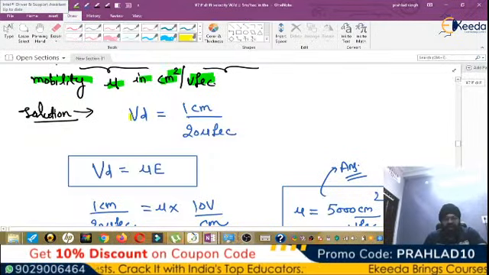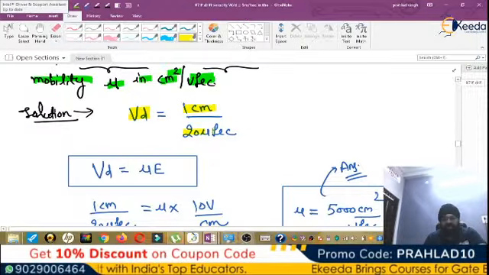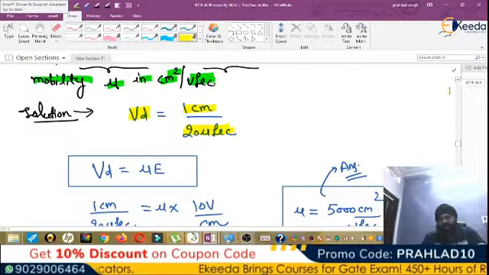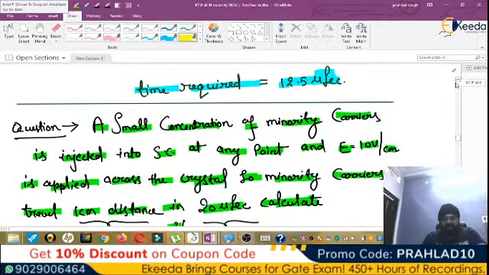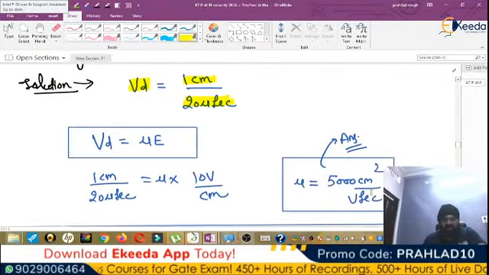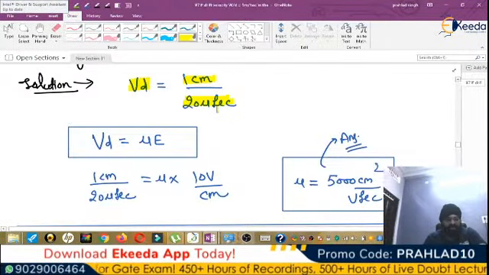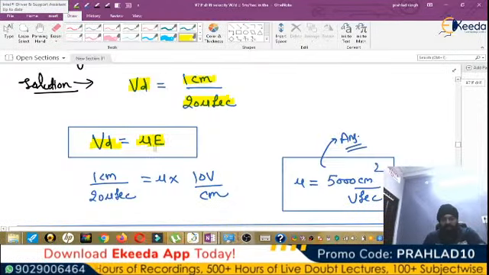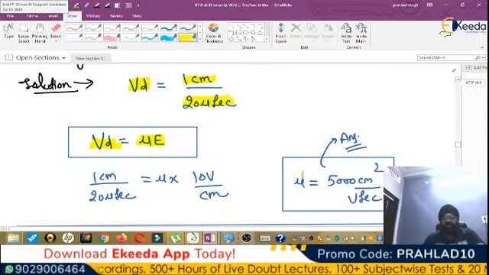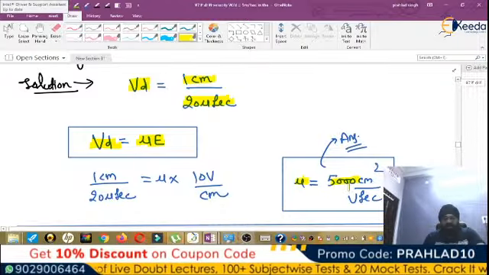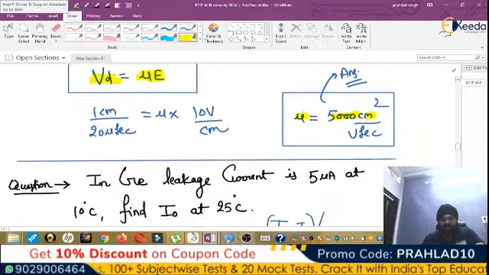So the drift velocity here is 1 centimeter by 20 microseconds. It's given, right? 1 centimeter is the length, and it is covered in 20 microseconds. So drift velocity is 1 centimeter by 20 microseconds, and Vd is equal to mobility times electric field. So we can calculate mobility from this expression, and this value is 5000 centimeter square per volt second.